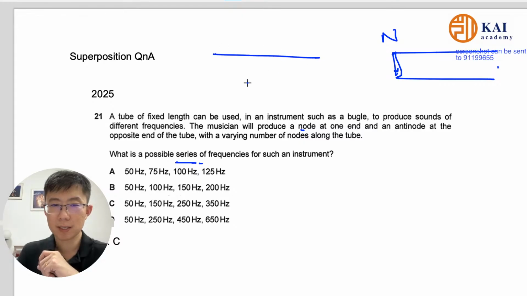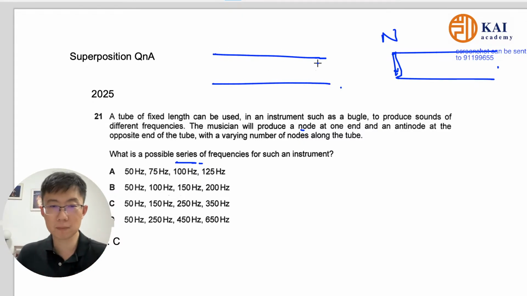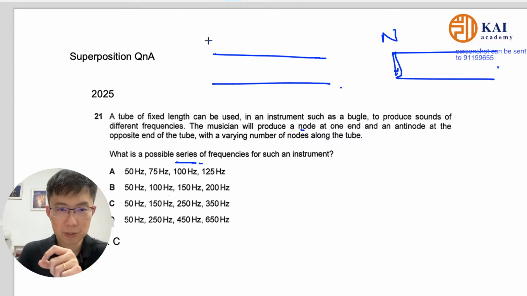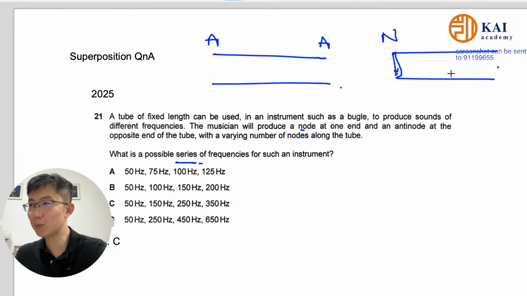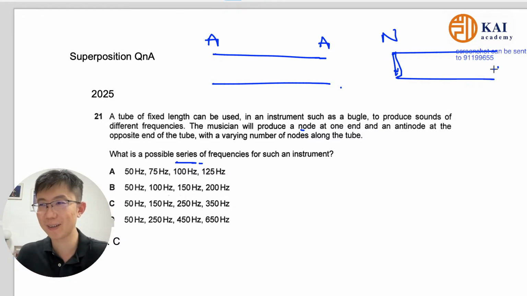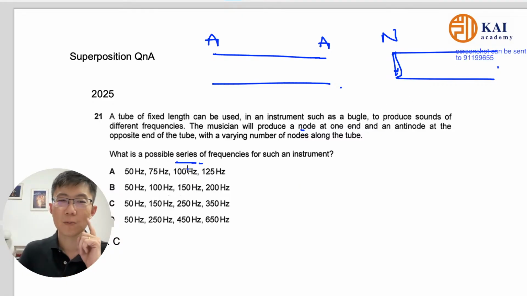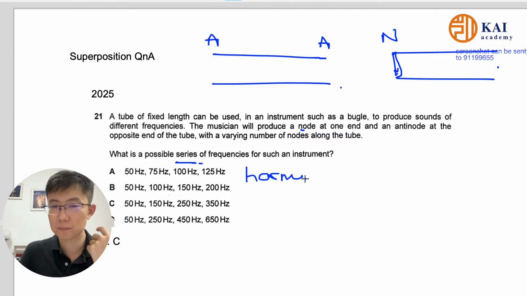In contrast, there is something called an open pipe. An open pipe is open at both ends, so this one is antinode, the other side is antinode as well. It doesn't make sense to close both ends. Once you close both ends, the sound cannot travel at all, so no sound will be produced. So closed pipe: node at one end, antinode at the other. Now, when they say a series of frequencies, they're also testing something called the harmonics.